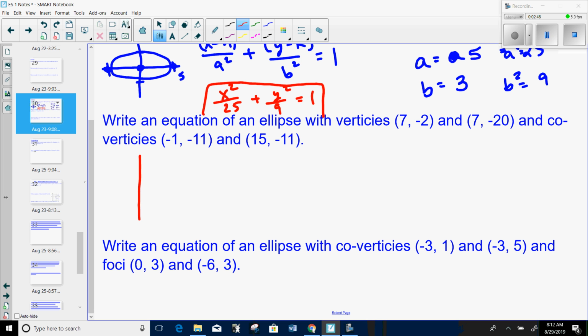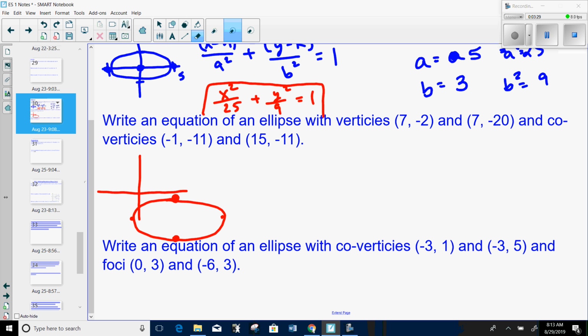So what you do is create a sketch real quick, and again, I'm just going to estimate this. I'm going to go to the right 7, down negative 2. So there's one vertex, right 7 and down to negative 20, and I'm just estimating that. The co-vertices are (-1, -11), which would be right in here, and then (15, -11), which would be right in there. Now this graph is going to look wider than it is tall because I didn't make a very good sketch. It's not, but remember, these are the vertices because that's what it tells us.